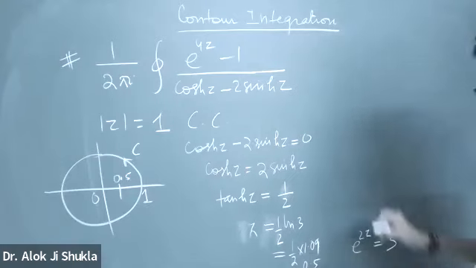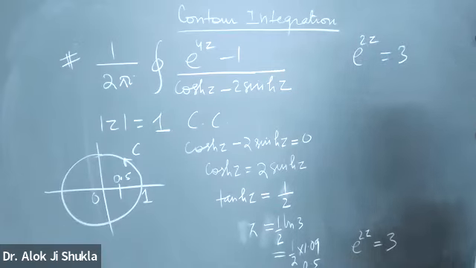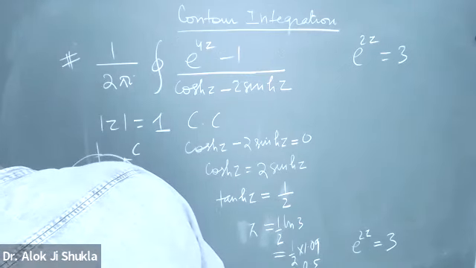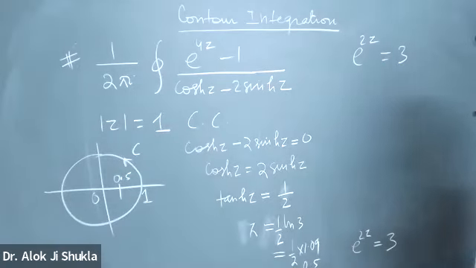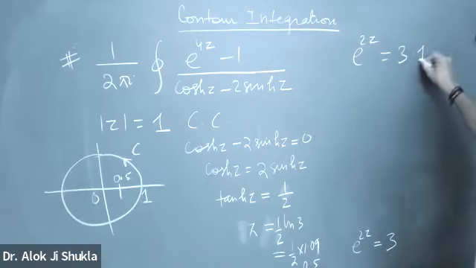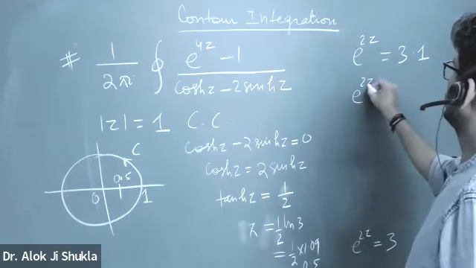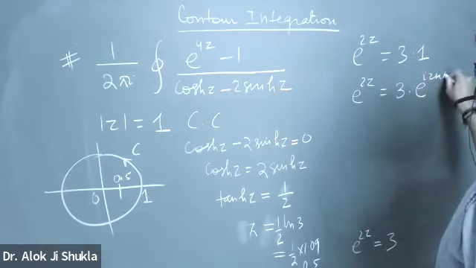Like, please see, e to the power 2z was 3, right? If I just want to see the different values, here there is 1, so I can write 1 as e to the power, and then I can get the different values, right? So e to the power 2z is 3 into e to the power iota 2n pi, correct?